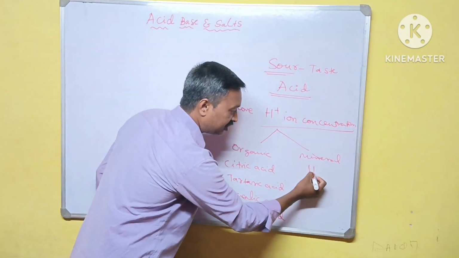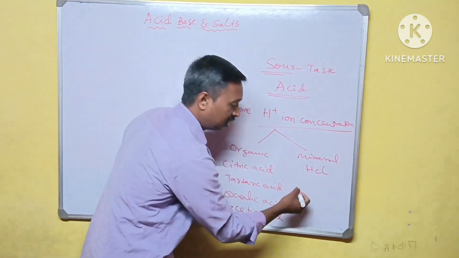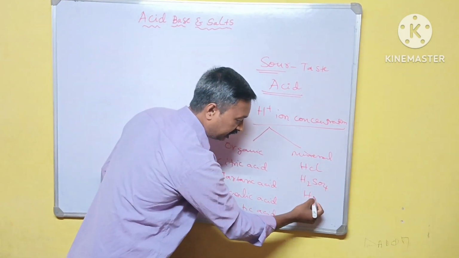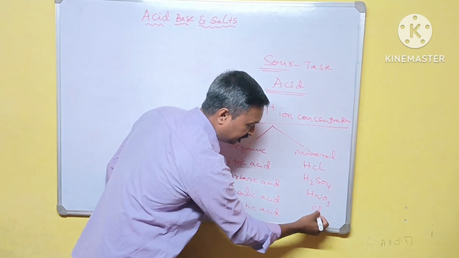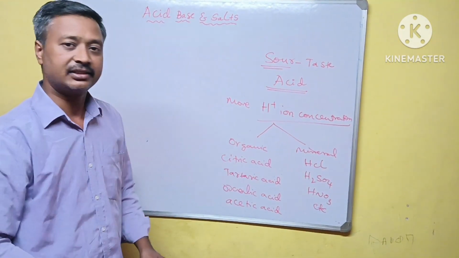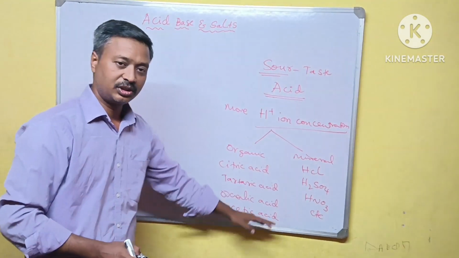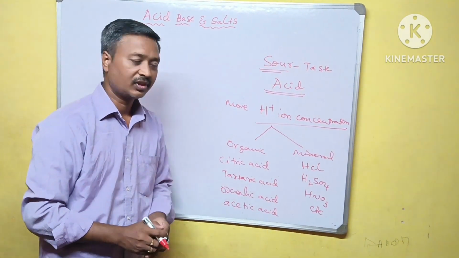Mineral acids: HCl, you have heard of that. Sulfuric acid, H2SO4. Nitric acid, etc. are the mineral acids. Did you understand the types of acids?